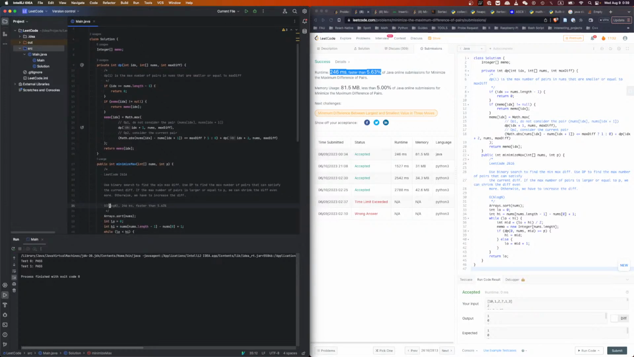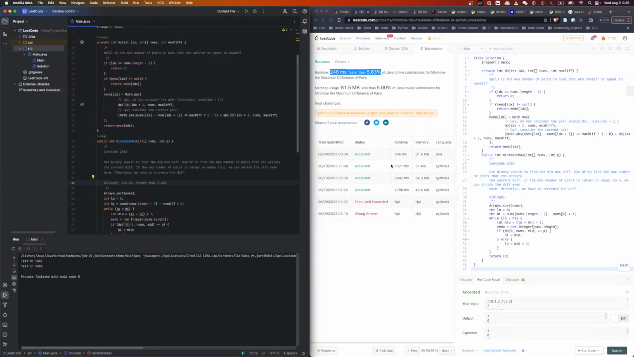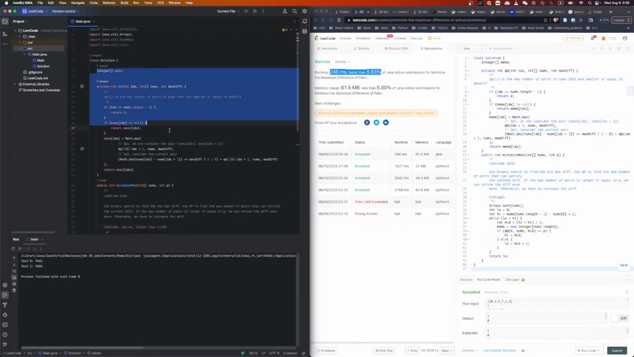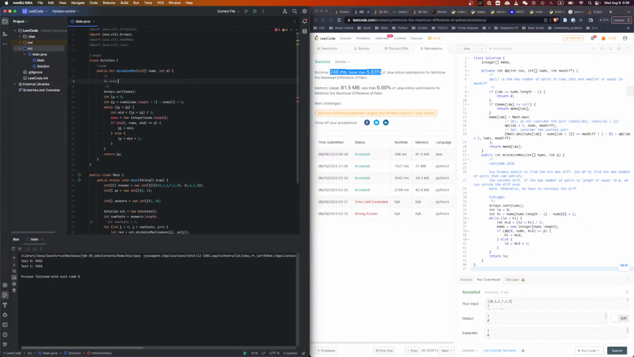Oh, I shouldn't say O(n log n). It's O(m log m). Wait, hold a second. O(n log m). That's the one. O(m log n). But oh, Java is so much faster. But we can do much better. No binary search. No, we still do binary search. No need for DP. We can use greedy.